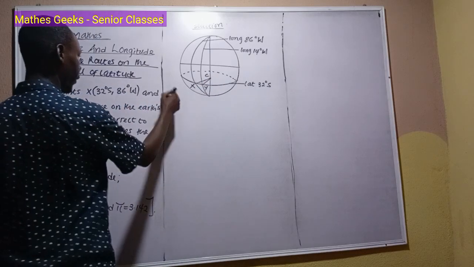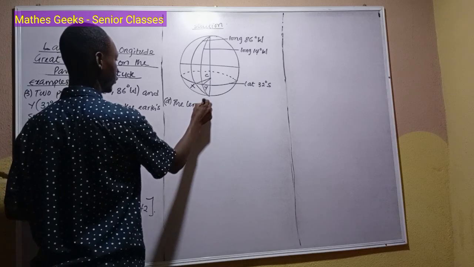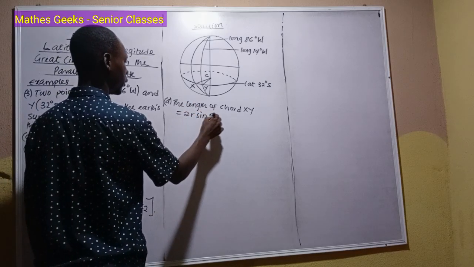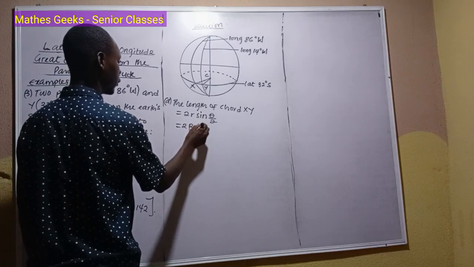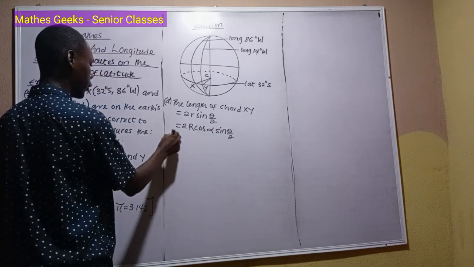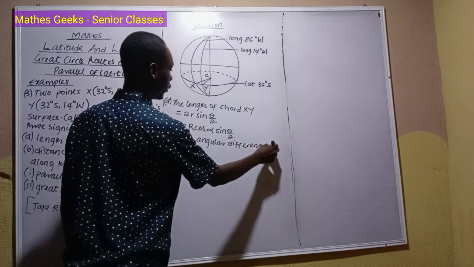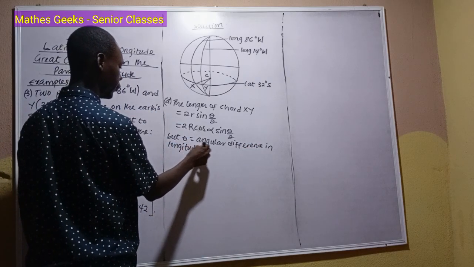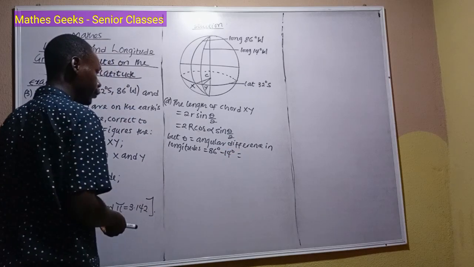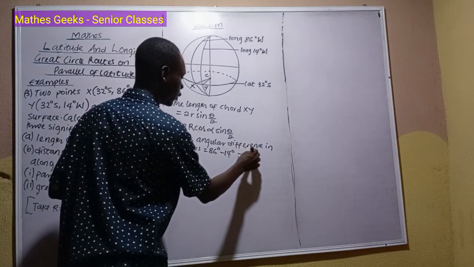Right, so the length of chord XY is equal to 2r sine theta over 2, which is equal to 2r cos alpha sine theta over 2, where theta is the angular difference in longitude, and is equal to 86 degrees minus 14 degrees, which is 72 degrees.